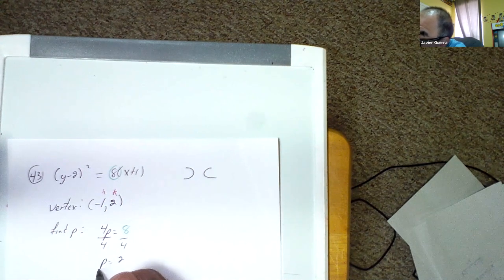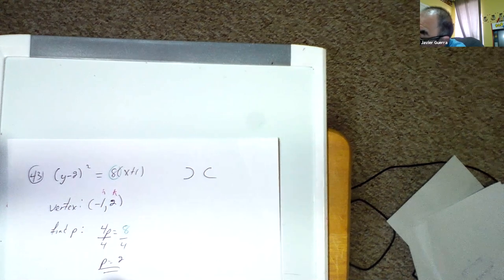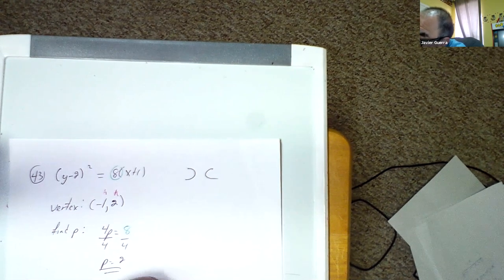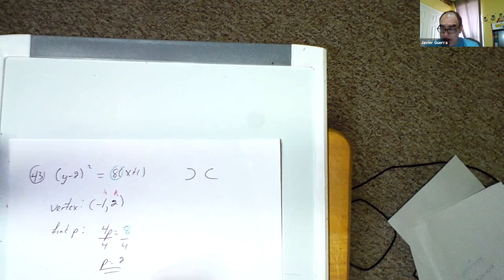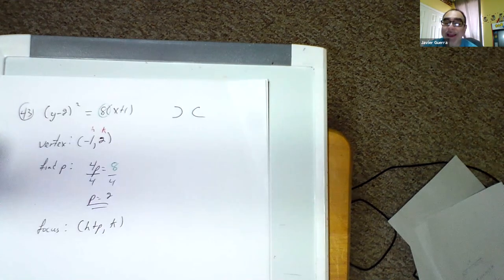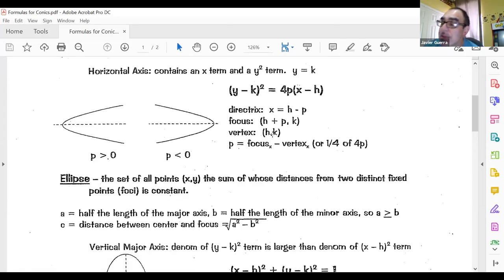You said the focus was H plus P comma K. Okay, let me double check, just to be certain, just to be on the safe side. Let's look at our handy dandy formula sheet. You are correct. It is H plus P comma K. You are correct. Very good. Okay, just double checking.